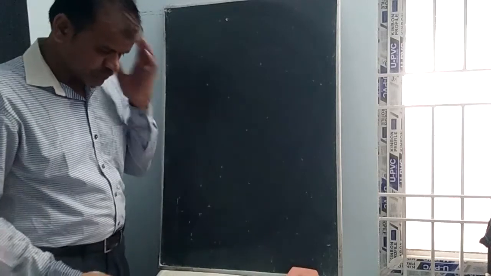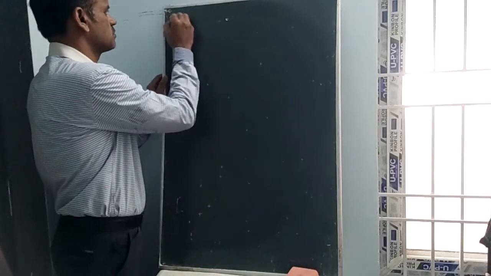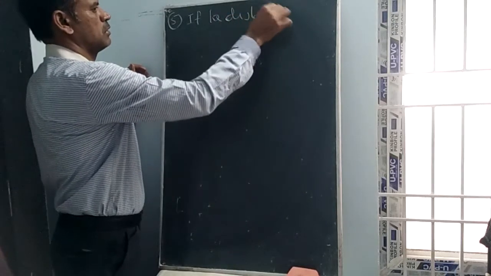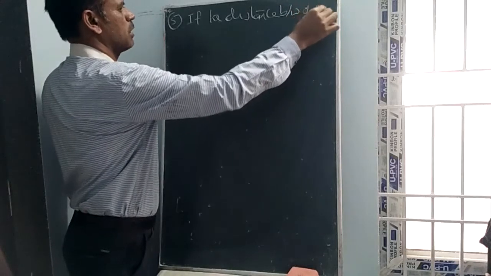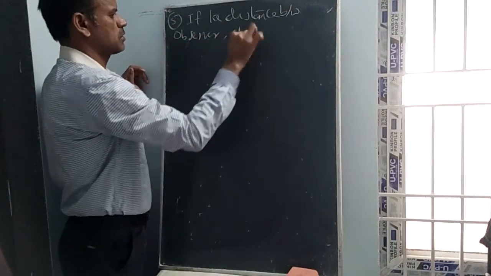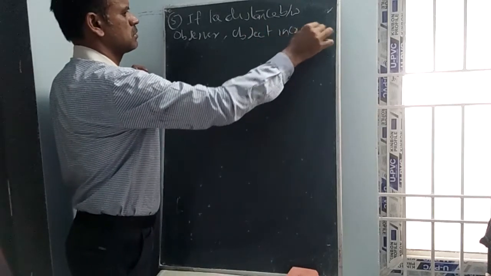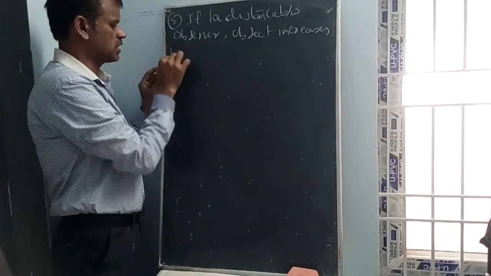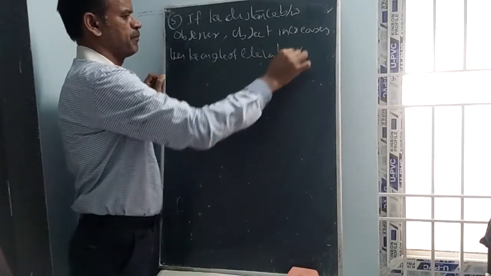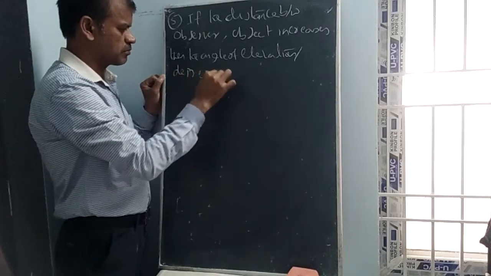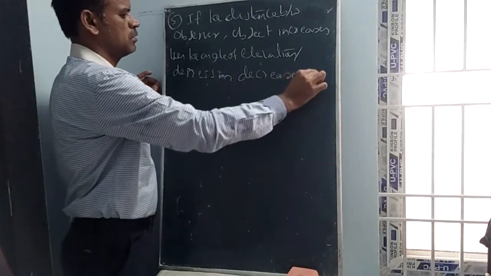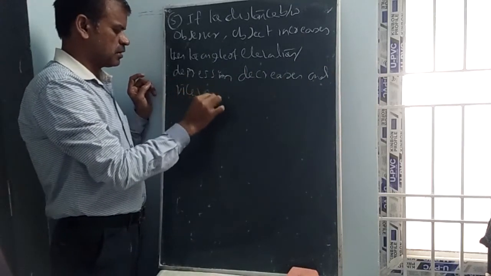Next, some basic concepts. Fifth one: if the distance between observer and object increases, then the angle of elevation or depression decreases, and vice versa.